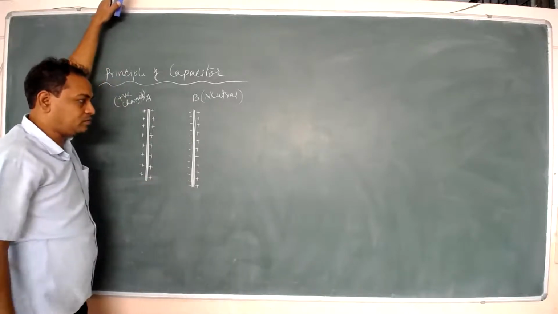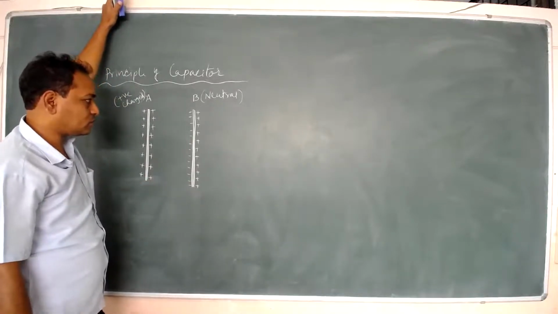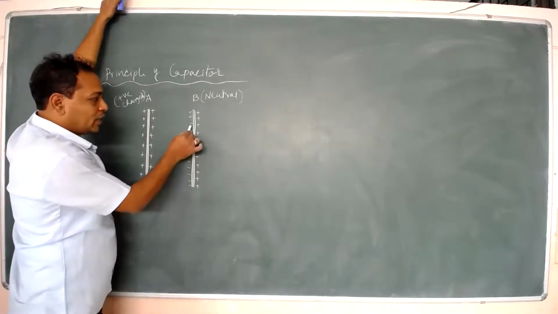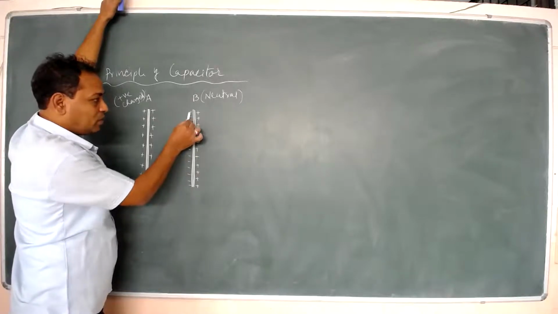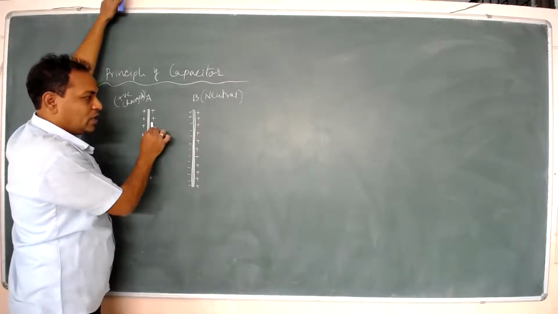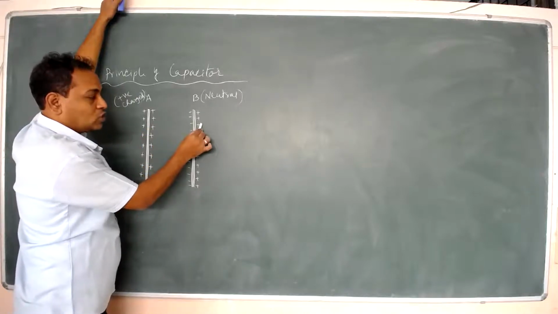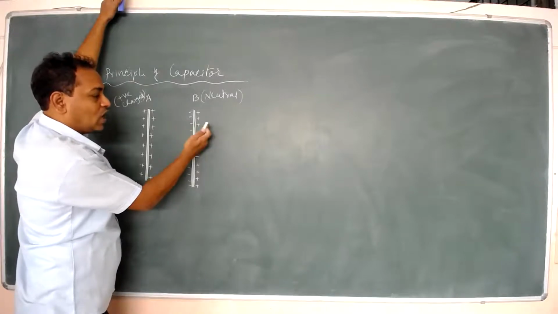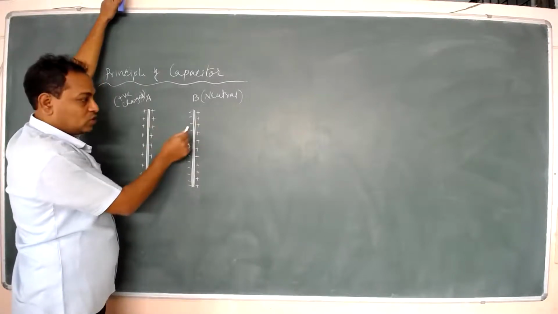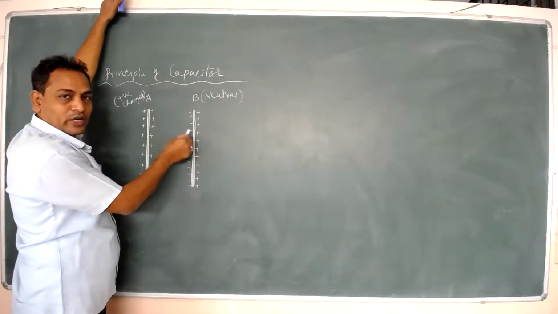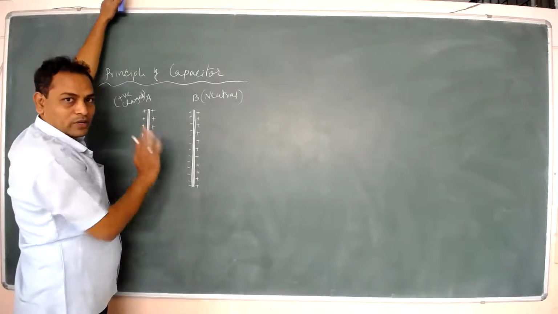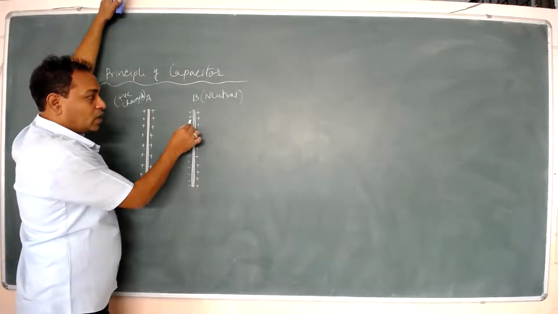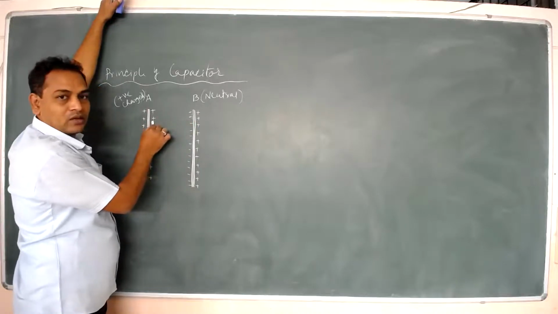So if you see carefully from the diagram, it is quite clear that the negative charge on B is nearer to conductor A, whereas the positive charge on B is a little far away from A. So the negative charge is nearer and the positive charge is far away. From this it is clear that the negative charge on B reduces the potential of B.